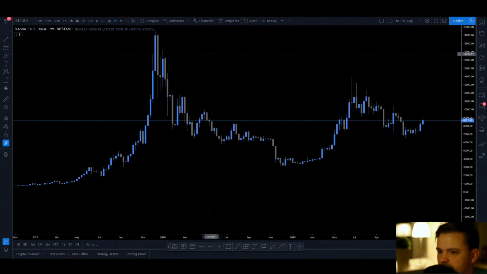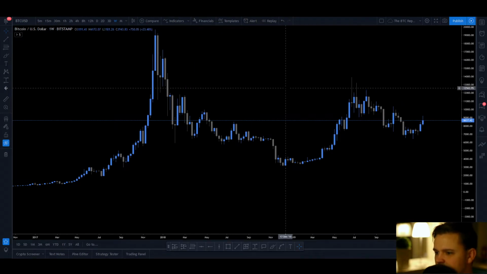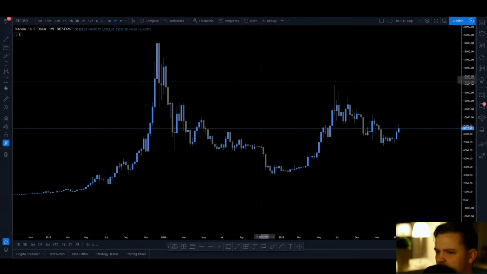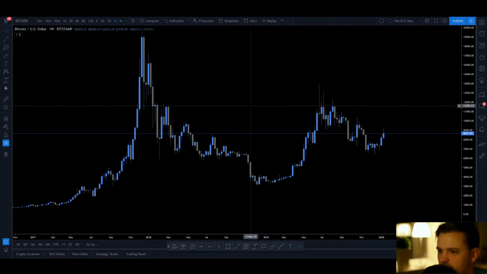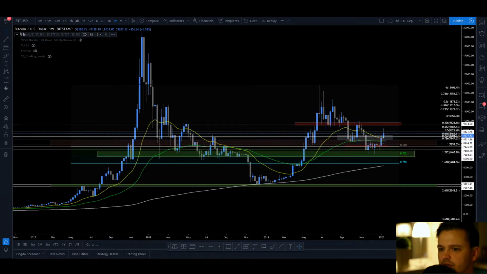I'm going to take a look at BTC USD for you guys. Let's start off by looking at the weekly, because in my opinion right now the weekly time frame is the most obvious chart and the most important time frame to look at. So let's put on the drawing tools here, the moving averages like that.